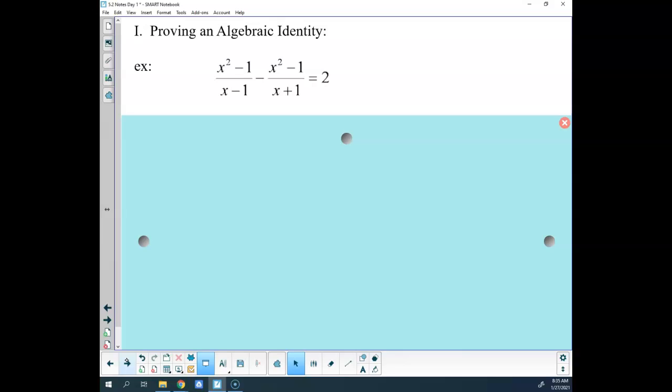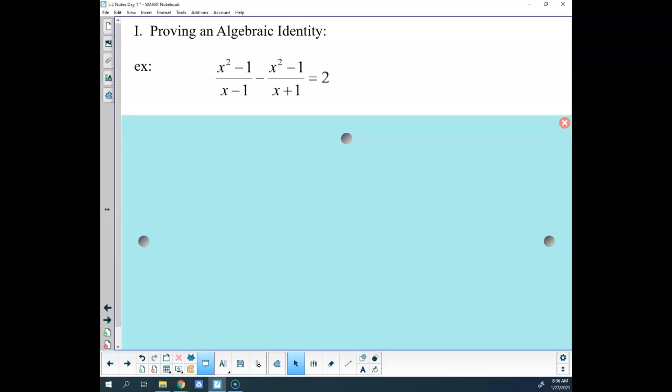Title is section 5.2, proving trig identities, part 1. Okay? And so what's on there is we're going to give you, instead of what we had been doing, which was just doing something like that and saying simplify that. Well, when you simplify that, you should get 2. So we're doing that process for you. We're telling you that this left side simplifies to 2.